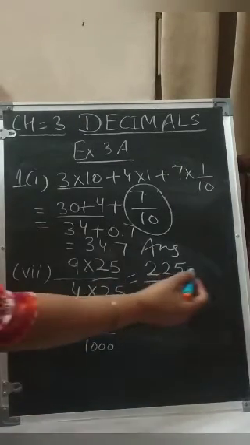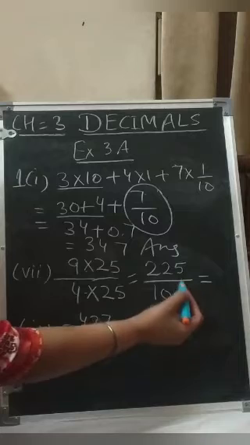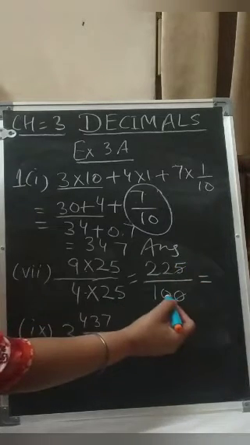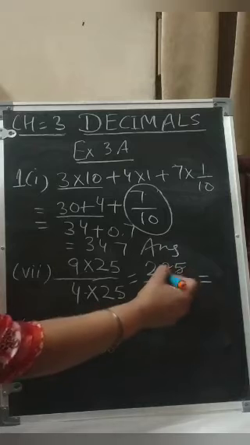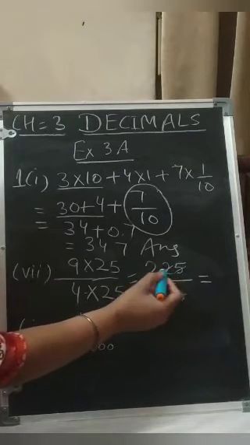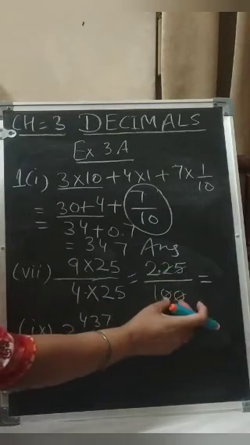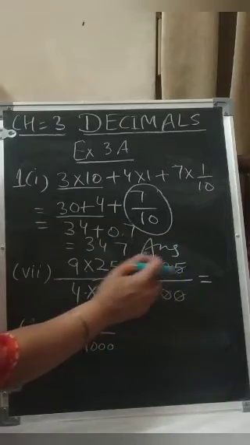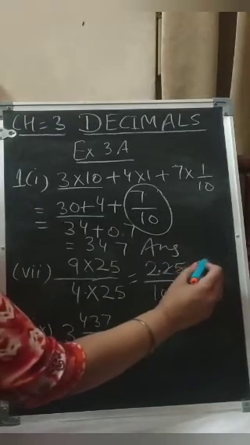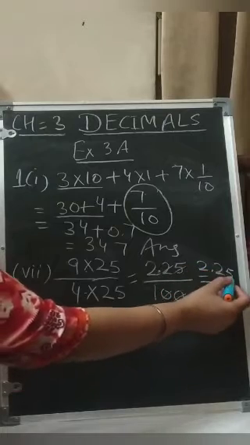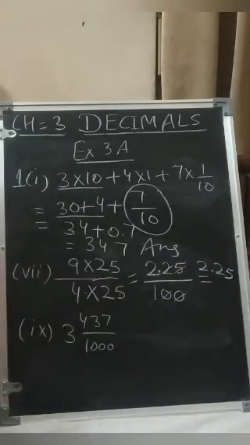Now, how to change into decimals? You can see there are 2 zeros in 100, so 2 digits. Two zeros down, so after 2 digits we will put the decimal. The rest of the number we will write as it is, and your answer will be 2.25. This is the integral part, this is the fractional part.